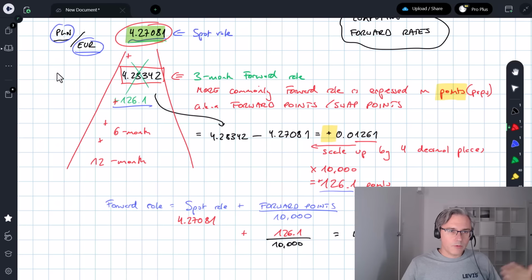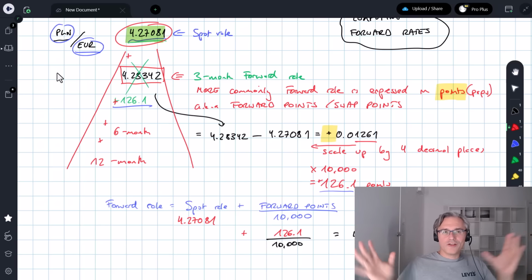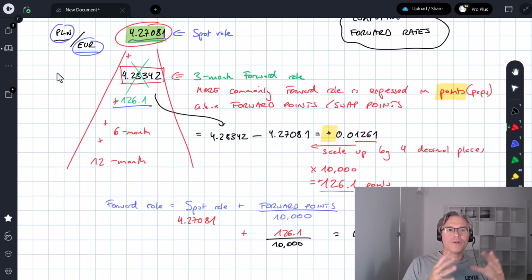The reason for this will become apparent in a second when we move to the underlying logic of where forward rates come from. It comes from the fact that the forward rate is a function of the difference in interest rates between the two currencies. In this case, it would be the Polish zloty and the euro. But that interest rate differential is also scaled for time. So the longer the time to the expiry or settlement of the forward contract, the more that interest rate difference impacts the forward quote.